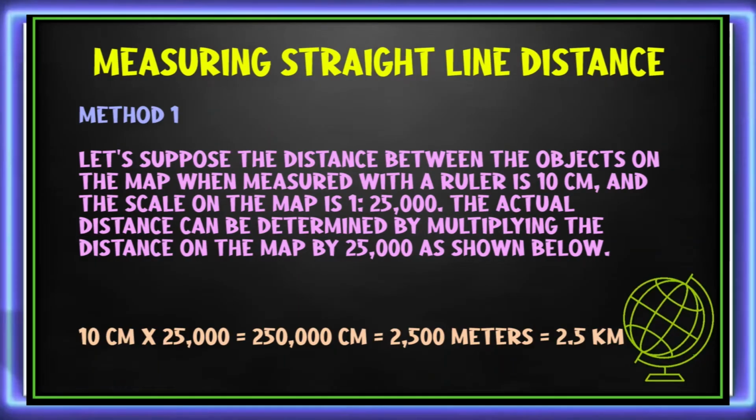Let's look at method 1. Now let's suppose the distance between the objects on the map when measured with a ruler is 10 cm and the scale on the map is 1 to 25,000. The actual distance can be determined by multiplying the distance on the map by 25,000, as shown on screen.